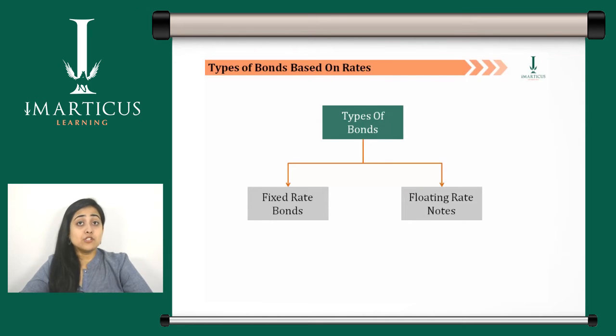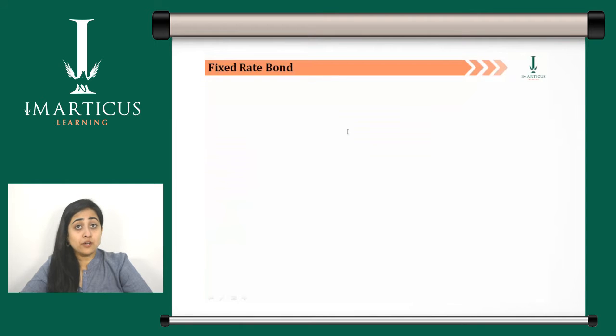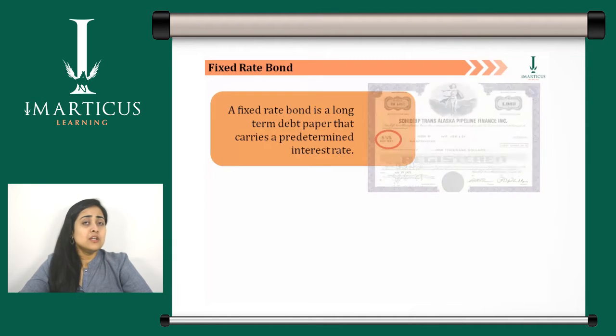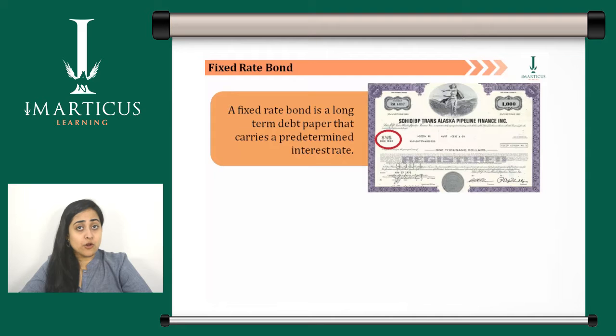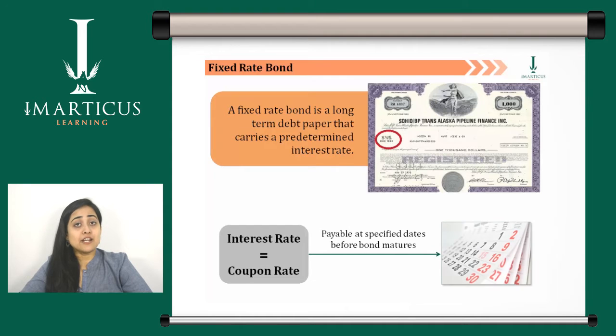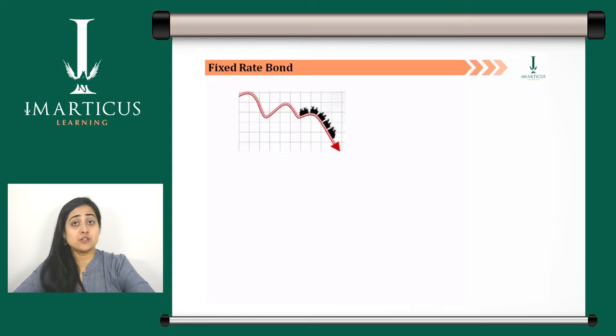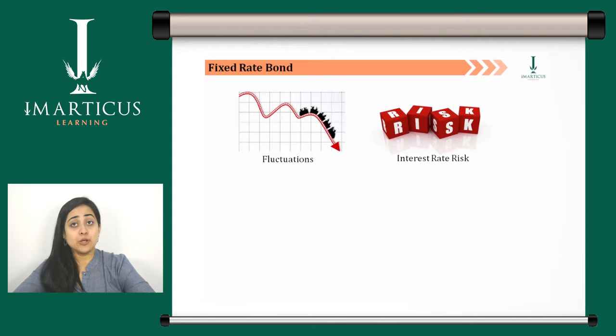Let us look at the first type of bond, which is fixed rate bond. A fixed rate bond is a long-term debt paper that carries a predetermined interest rate. This interest rate is usually displayed on bond as you can see on screen. The interest rate is known as coupon rate and interest is payable at a specified date before bond maturity. Due to the fixed coupon, the market value of a fixed rate bond is susceptible to fluctuation in interest rate and therefore has a significant amount of interest rate risk.